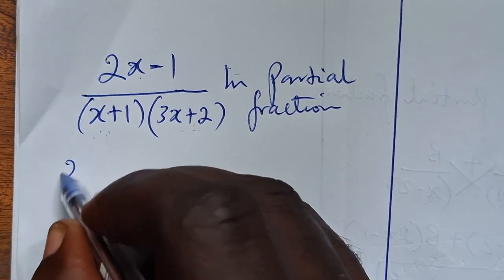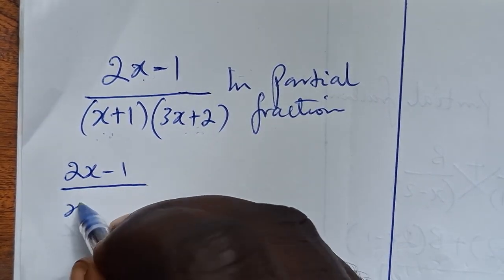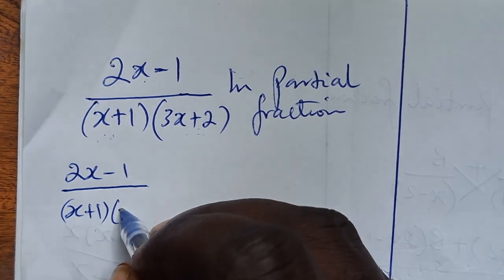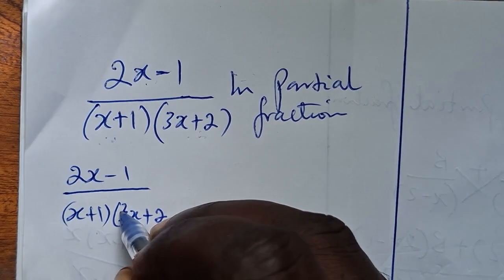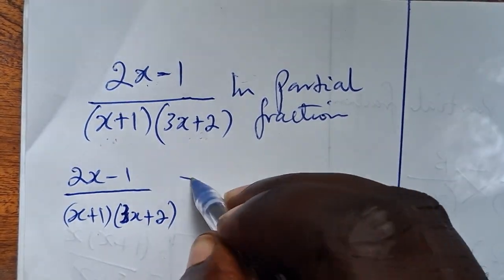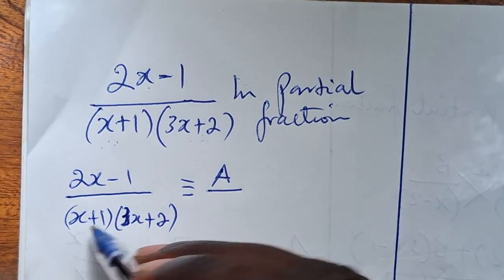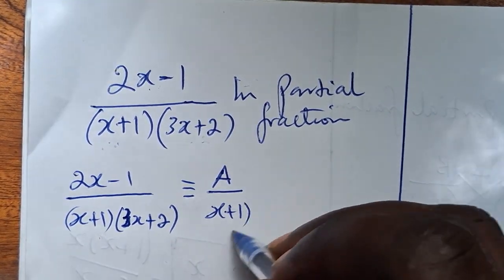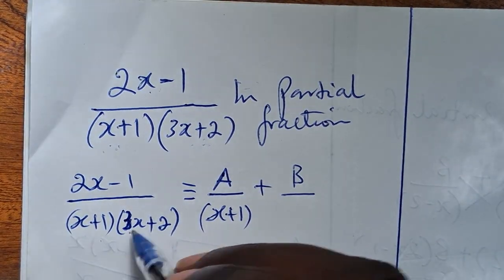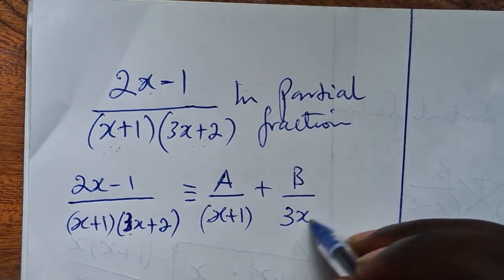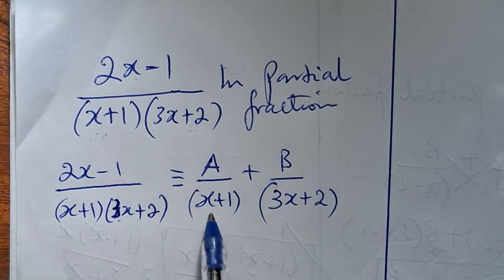Therefore, we can say that (2x minus 1) divided by (x plus 1)(3x plus 2) is the same as A, choosing one of the linear factors here, which is x plus 1, plus B, the next linear factor, which is 3x plus 2. Now we have expressed it. Since it was linear, we now have this.